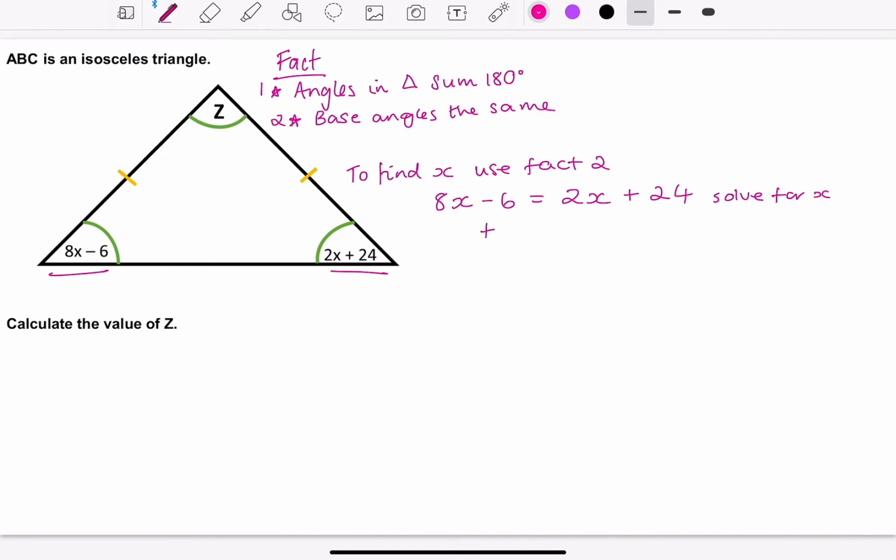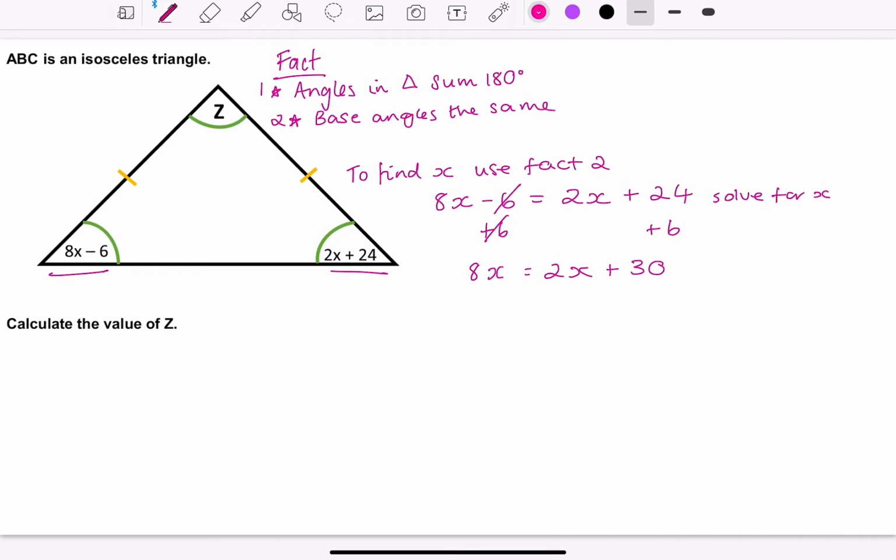So I'm going to add 6, but I've always got to remember to do it to both sides. When I do that on the left-hand side, it'll eliminate, it'll cancel out. And on the right-hand side now, I'll be left with 8x is equal to 2x, 24 add 6 is 30.